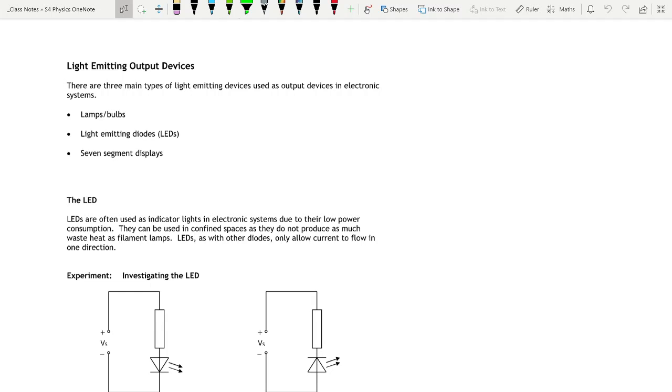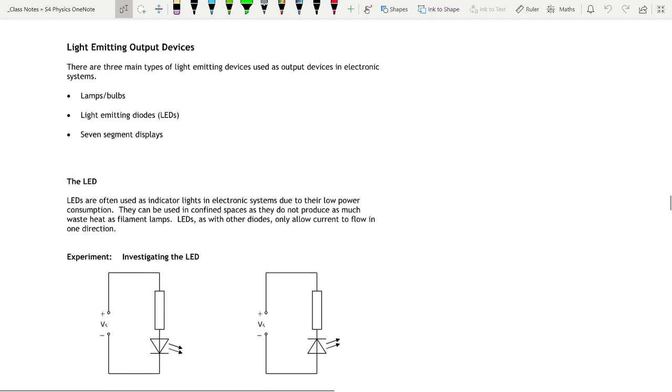Okay, so today we're going to look at light emitting output devices. Now you're very familiar with lights and light bulbs and lamps. They're just things that you've been using in electricity one and two, and they're just your normal sort of bulbs that you find plugged into your bulb sockets at home. We also have light emitting diodes, LEDs, which are being used more and more regularly now in lots of different formats, and also 7-segment displays, which use LEDs to display something.